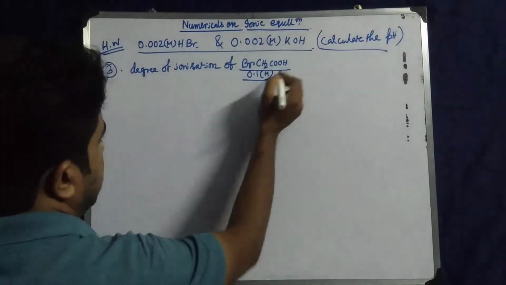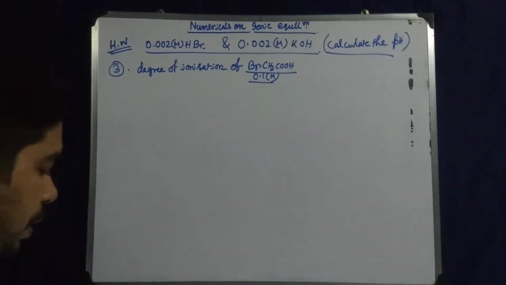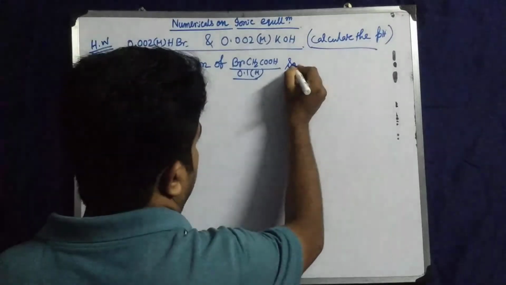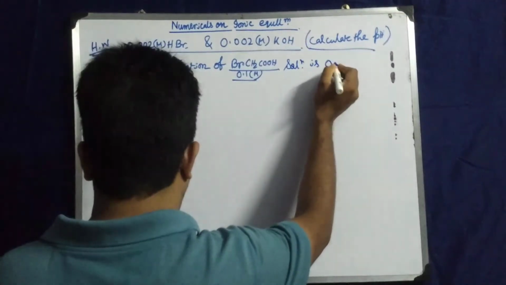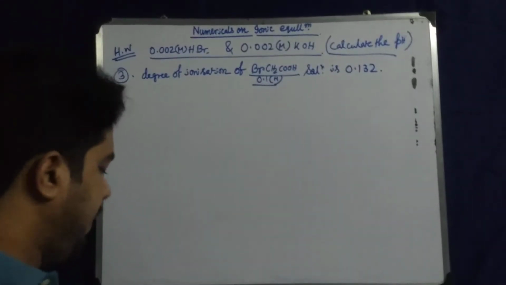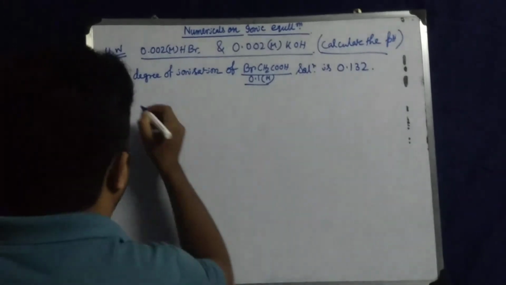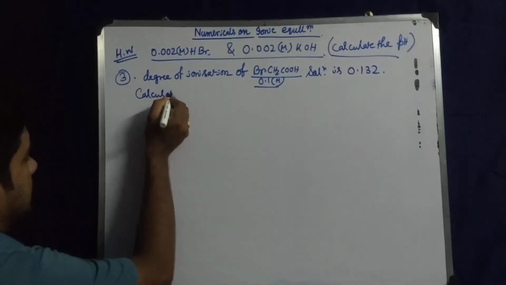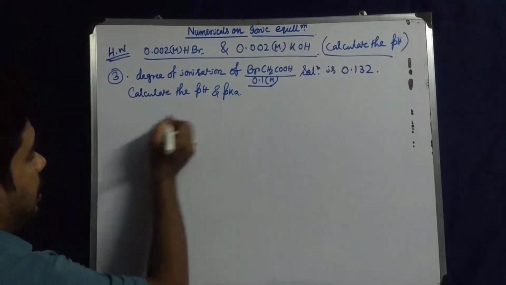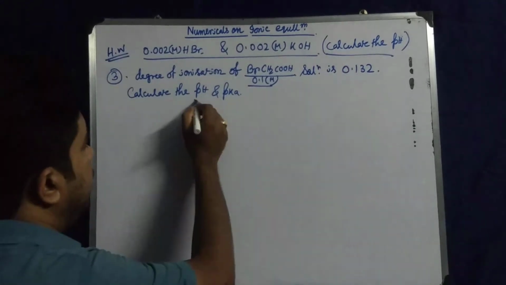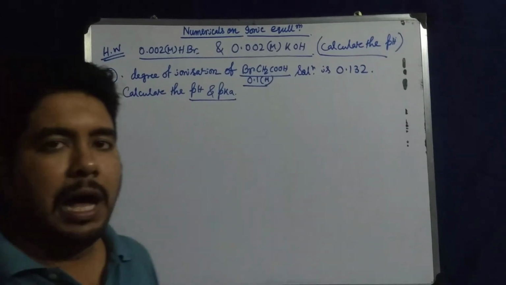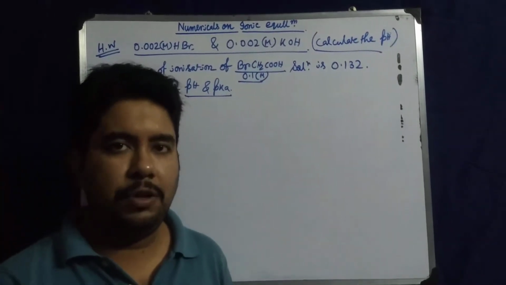Okay, that is bromoacetic acid. The degree of ionization of 0.1 molar bromoacetic acid solution is 0.132. Calculate the pH of the solution and the pK of bromoacetic acid. So calculate the pH and pK. I know that you already have the idea what pH and pK are. The theoretical idea you already have, and how to calculate the value of pK, that also you know.